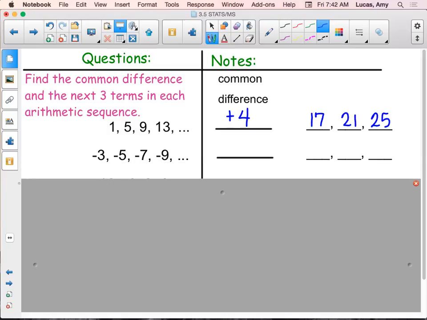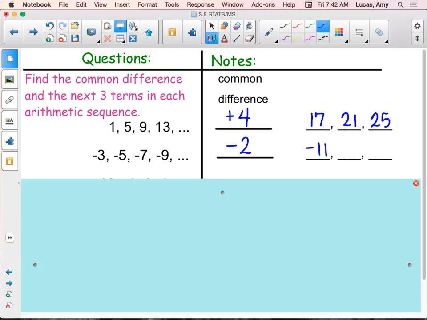Our next example is a little bit trickier because we're working with all negative numbers. The number negative 3 is 3 units to the left of 0 on a number line. Negative 5 is going further to the left. So my common difference on this sequence is negative 2. You can think of it as subtracting 2 each time or adding negative 2 each time. So negative 3, negative 5, negative 7, negative 9, they're all odd numbers. The next one will be negative 11, and then negative 13, and negative 15.